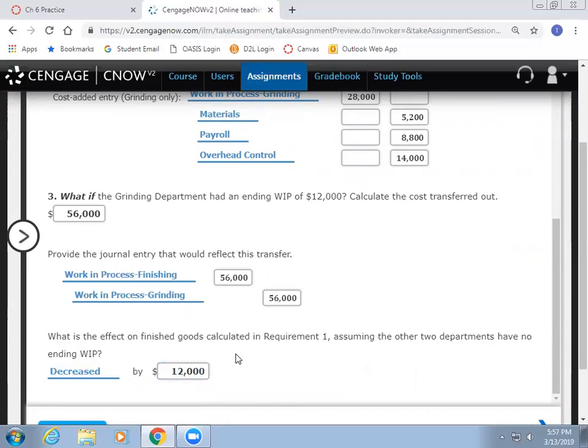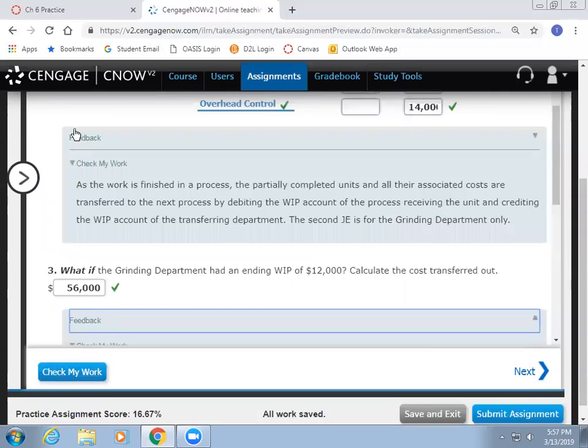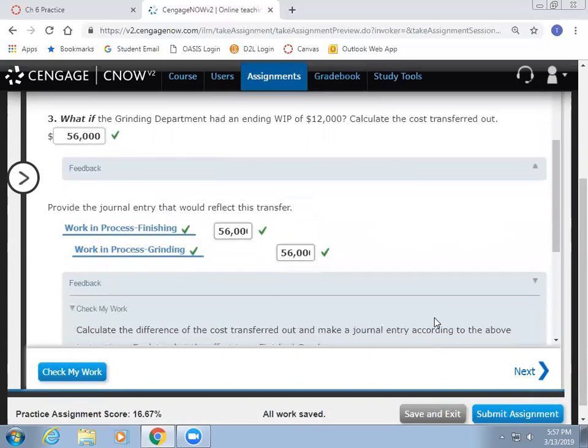in process. Which obviously this little example would be an ideal world where we started with no beginning balances. All the costs that were added got used up and all the product got completed. That's a good way to look at cost flows, but obviously it's not an accurate representation of how product flows. Any questions on that one? Okay.